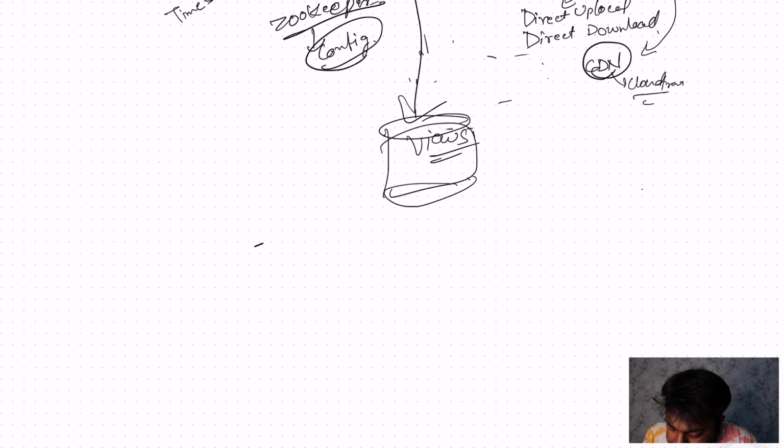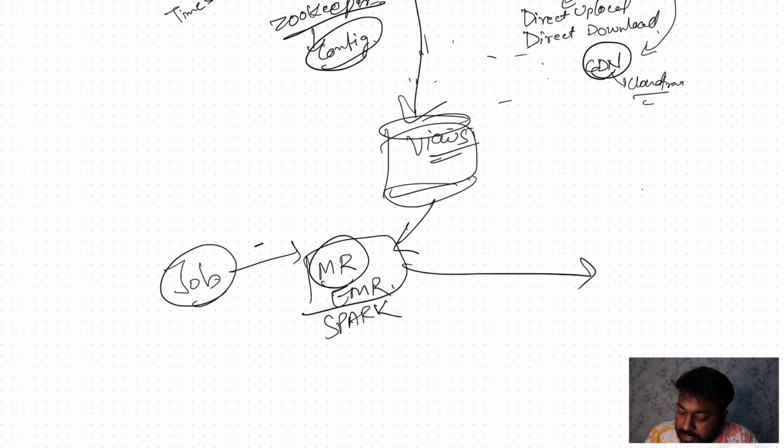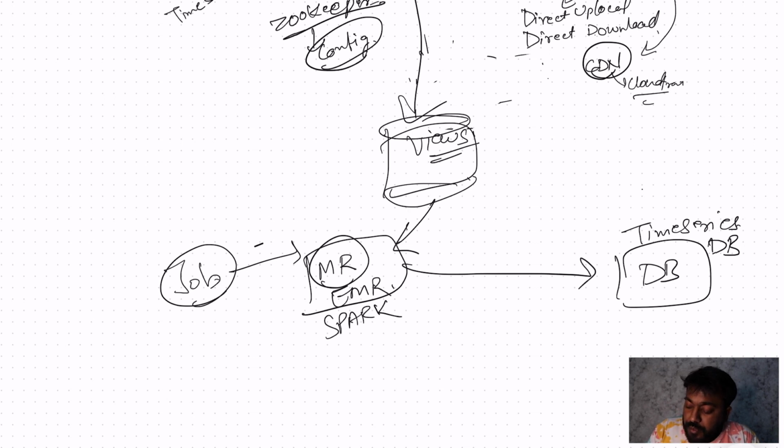Now you will run a job, because it's going to be a little high processing operation. So maybe you will use MapReduce, EMR, Spark, those kinds of jobs, which will take views from here and put the data in the DB, which is going to be a time series DB, right? So far you are with me? So far you have understood this many components. So that's about it.